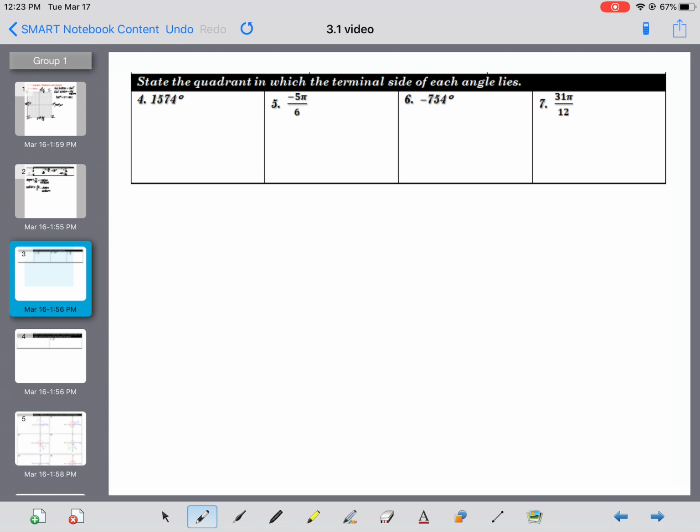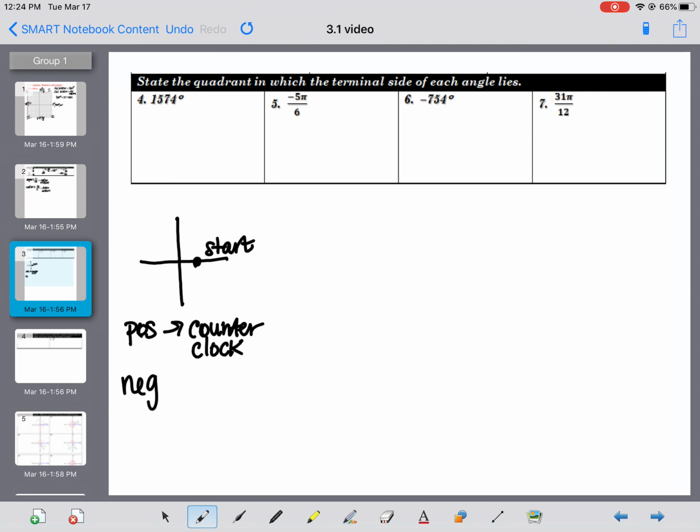Our second type of problem is drawing an angle rotation and determining which quadrant the terminal side is going to end up in. So let's first talk about that. Okay, when you draw angle rotations, we always start on the positive x-axis. To draw a positive angle, we're going to go counterclockwise. And to draw a negative angle, we're going to go clockwise.